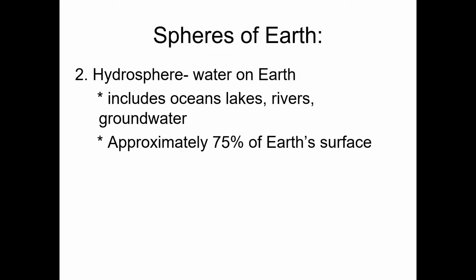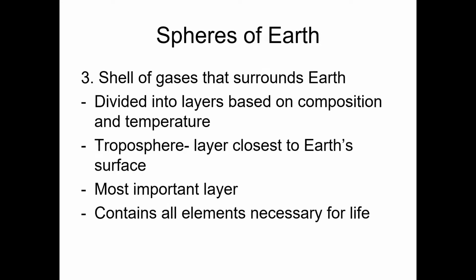All right, and the last layer we're going to worry about for right now is the atmosphere, which is the shell of gases that surrounds Earth. It's divided into layers based on composition and temperature. Then I have this word troposphere already written for you. The troposphere is just the layer that's closest to Earth's surface. It's most important, and that's where it contains all the elements necessary for life. When you're done with that, we're going to need the front page of our reference table.